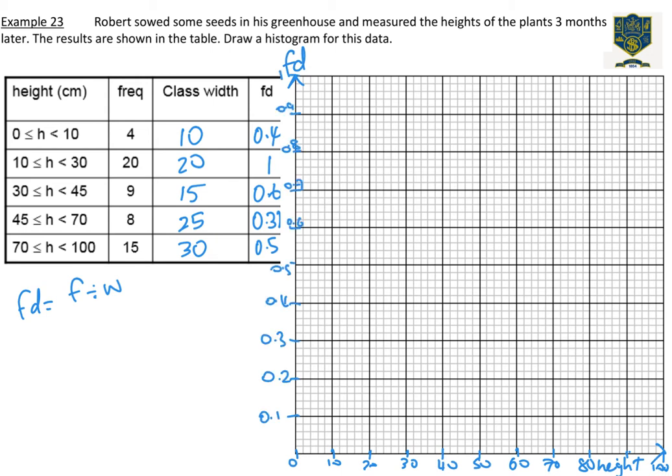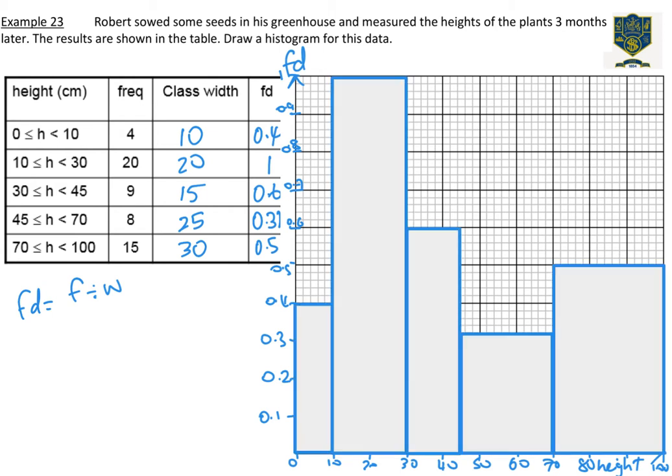And now we need to draw our bars. The first one is going to be between 0 and 10, and that's going to go up to 0.4, and then the next one will be 10 to 30, and we'll go up to 1, and 30 to 45, and we'll go up to 0.6, and so on. And there's our histogram drawn for us.